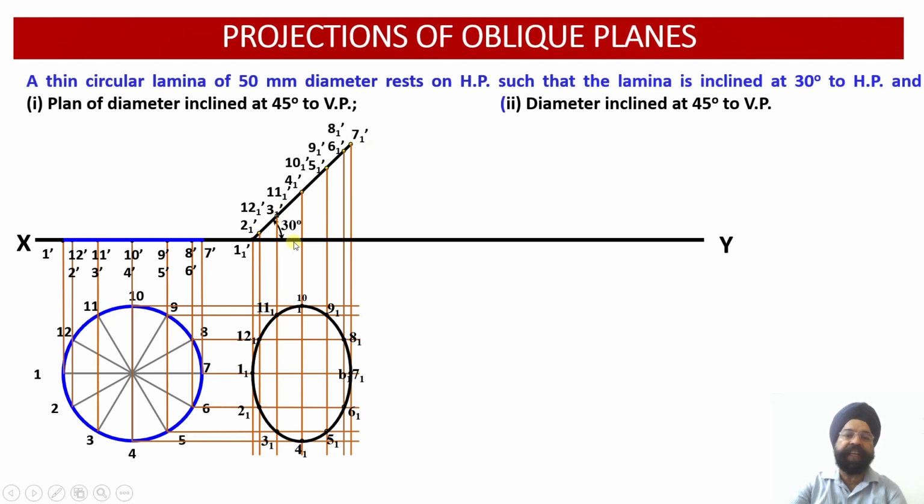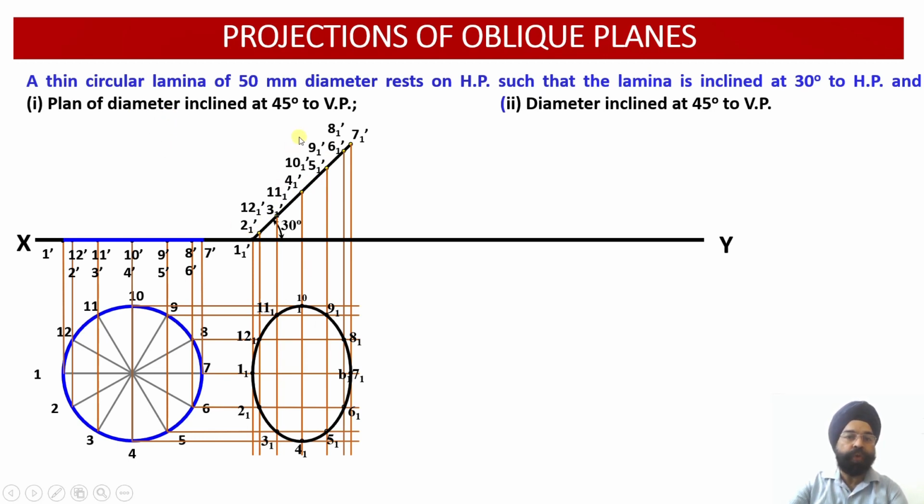So here you have 30 degree over here. Now you see in the next case, that is, the plan of the diameter is inclined at an angle of 45 degree to VP. So this is the original length of the diameter. Please check this out. This is 50 millimeter. So this is also 50 millimeter. This is the diameter of the lamina, and this is again 50 millimeter. So 1 7 is 50 millimeter, 1 dash 7 dash is 50 millimeter, 1 1 dash and 7 1 dash is also 50 millimeter. So this is the original length or the true length of this diameter of the lamina.